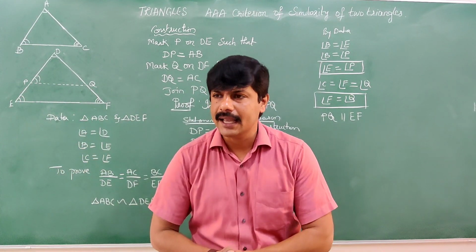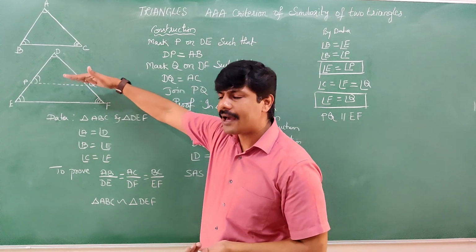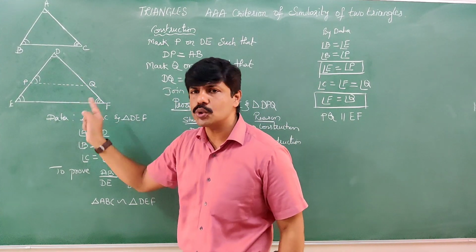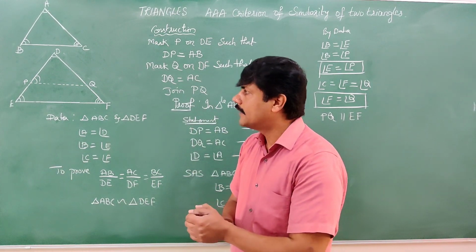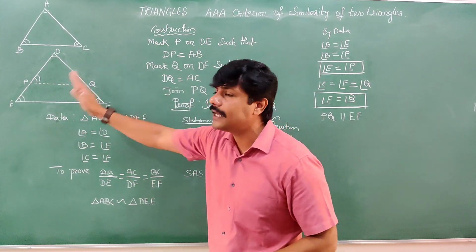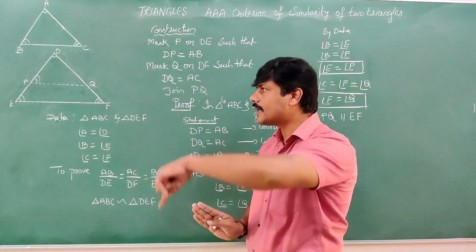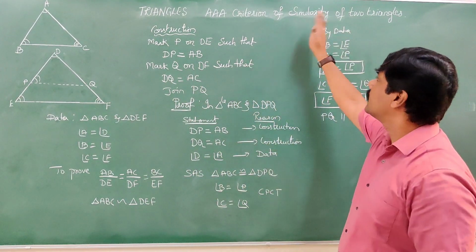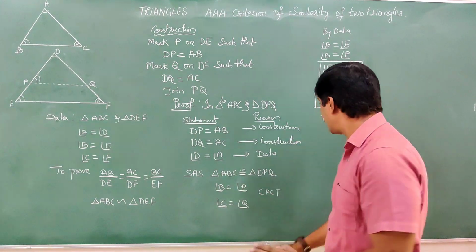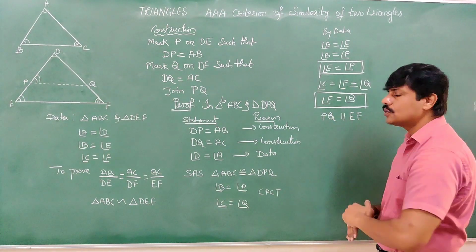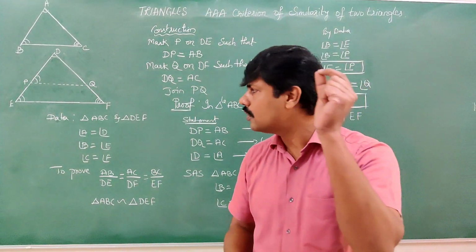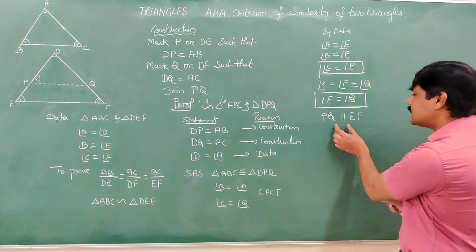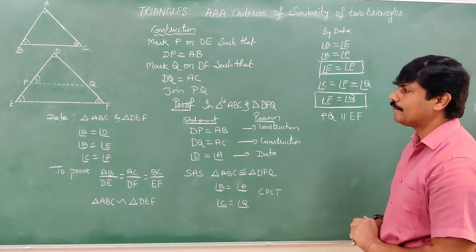What does it say? A line drawn parallel to one of the sides of a triangle to intersect the other two sides at distinct points divides the other two sides in an equal ratio. So recall that; based on that we are going to prove this AAA criterion of similarity of two triangles. Now we proved that PQ is parallel to EF.